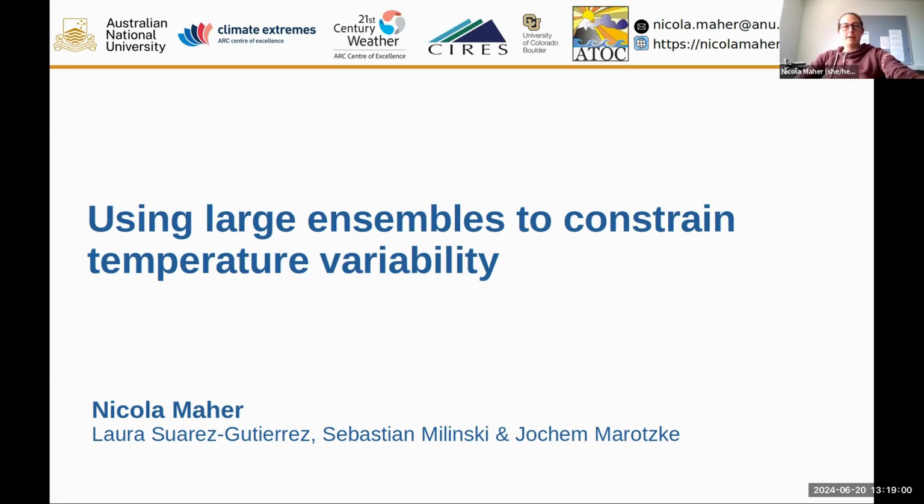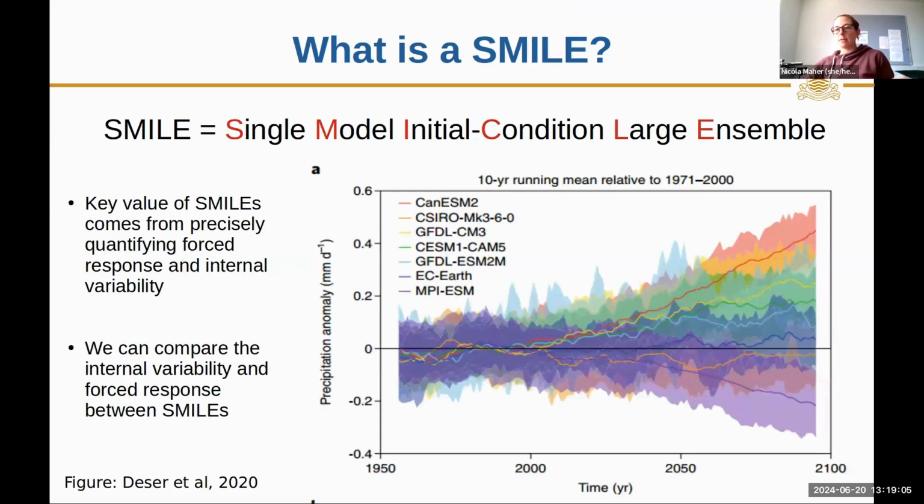But before I go into the details, I'm going to just quickly introduce what I mean by large ensembles, because the word large ensemble has different meanings across different communities. And what I'm really going to talk about here are what we're calling SMILES, which are single model initial condition large ensembles. So these are basically CMIP class models that have perturbed initial conditions and are run with exactly the same forcing, generally between 20 and 100 times.